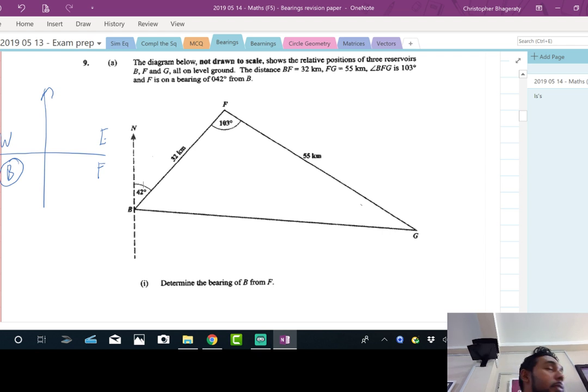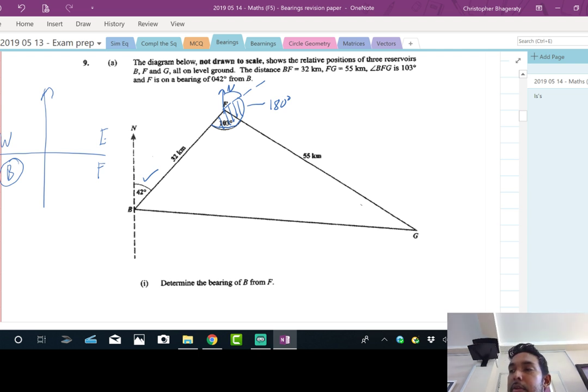We're doing bearings. F from B is just 42. You have it already. But for B from F, the first thing I would do is draw a north line at F, and extend this line a little bit. Remember, what do we want? We want this whole angle here. This whole piece here would be 180 degrees, and this piece on top here would be equal to 42 because of F angles.